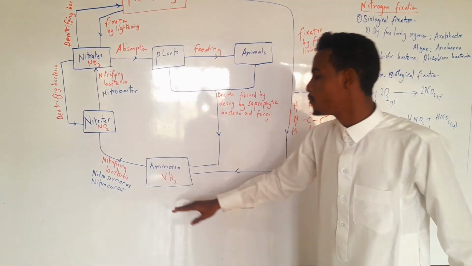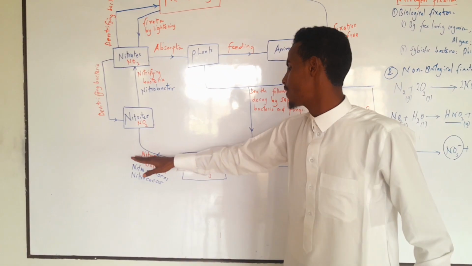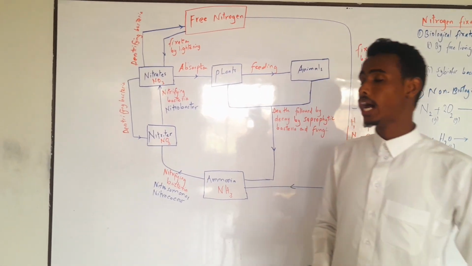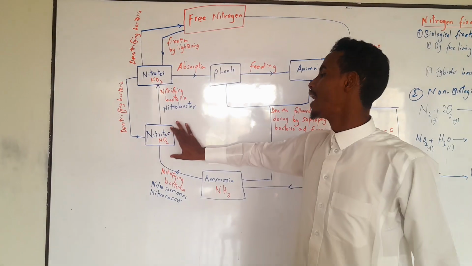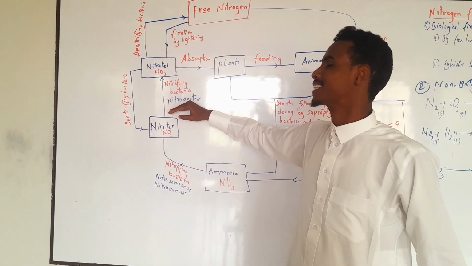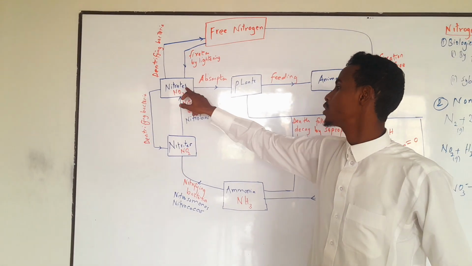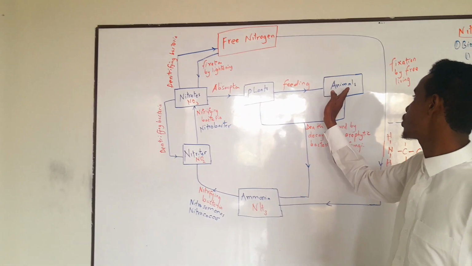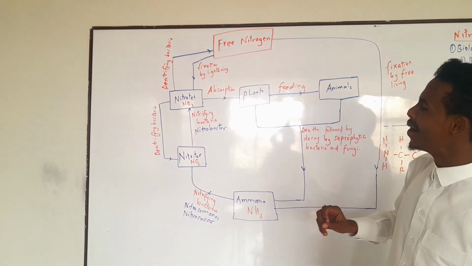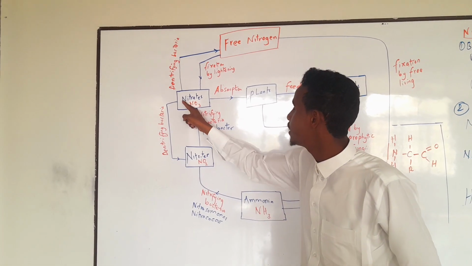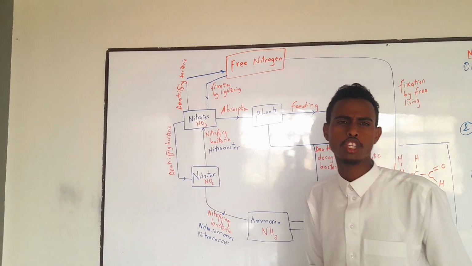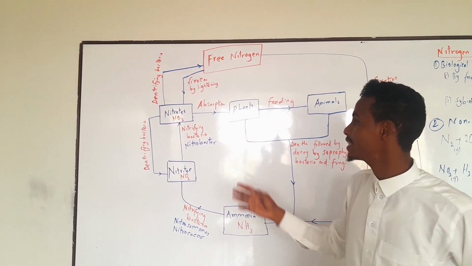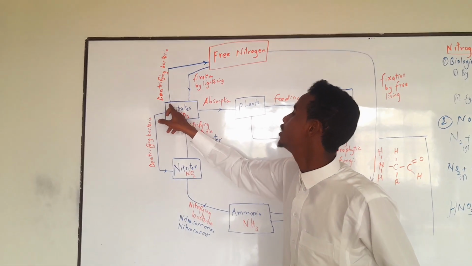Once here, the ammonia is acted upon by the nitrifying bacteria, that is the Nitrosomonas and the Nitrococcus. Also, the nitrites are again acted upon by the Nitrobacter, which is still nitrifying bacteria, to form nitrates. The nitrates are eaten by the plants, and then animals, like that. Again, not all the time will the nitrates be absorbed by the plant. Some nitrates will be reduced.